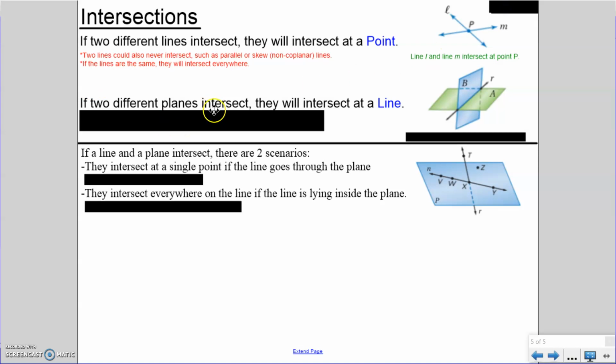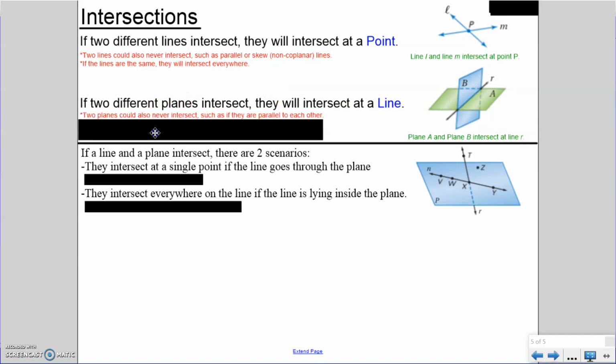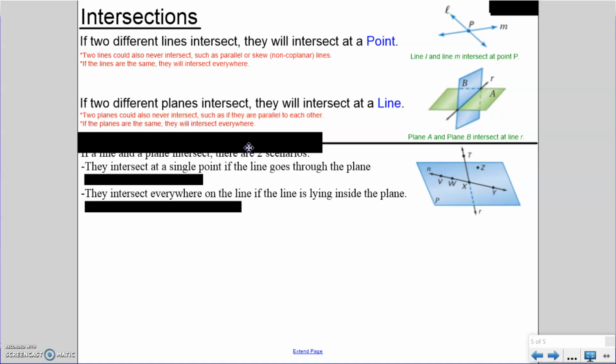If two different planes intersect, they'll always intersect at a line. For example, here's plane B going vertical and plane A going horizontal. They touch in this middle part, but remember it goes on forever, so it's just going to be a whole line. So plane A and plane B intersect at line R. Now they also could never intersect, so two planes could also never intersect if they were parallel. And if the planes are the same, which could lie on top of each other, then they'll intersect everywhere.